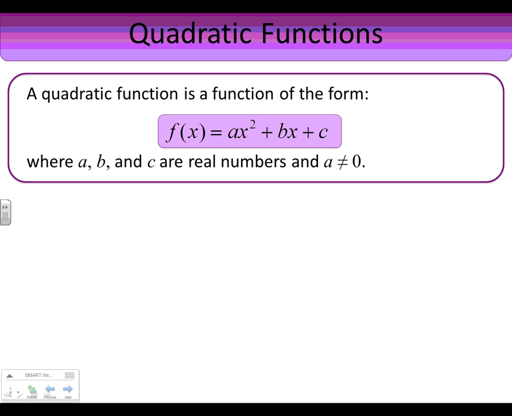That is your option. Okay, so just as a quick refresher, a quadratic function is a function of the form f of x equals ax squared plus bx plus c. A, b, and c are real numbers, and a will never be equal to 0. Okay, so we've seen this before. This is the standard form.